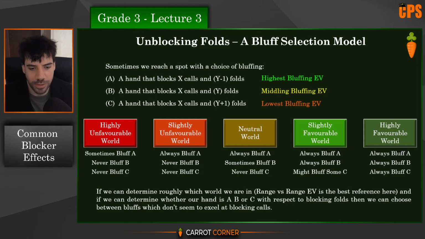And if we can determine whether our hand is A, B, or C with respect to blocking folds, that's the Y factor, then we can choose between bluffs which don't seem to excel in any obvious way at blocking calls. All too often, a student will say, I don't block his calling range and give up there, but sometimes a hand that's especially good at unblocking folds is a profitable and mandatory bluff in many of these worlds, as long as it's not highly unfavourable.